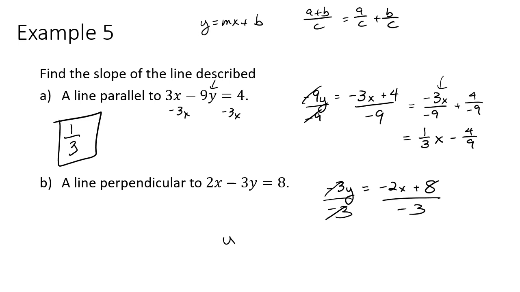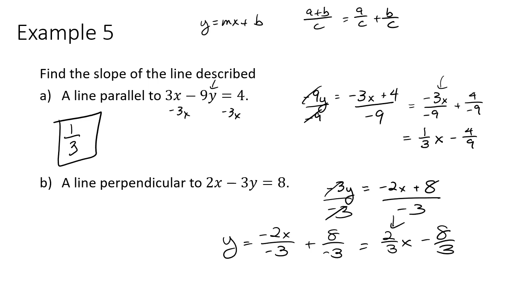Divide by negative 3, break it up. So we got a negative 2x over negative 3 and an 8 over negative 3, which would be a positive 2/3 x minus 8/3. So if the slope of this line is 2/3, the perpendicular line would have to be the opposite reciprocal, negative 3/2.